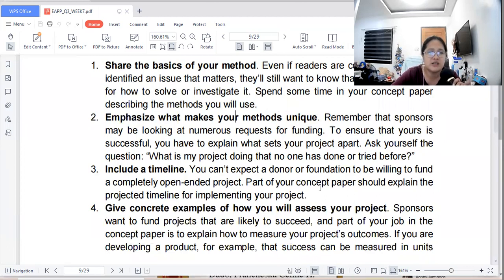You can't expect a donor or foundation to be willing to fund a completely open-ended project. So, kailangan specific. Kailan ba? Kung hindi nakalagay kung kailan yung implementation, paano nila malalaman na magagamit talaga yung money? And when are they going to know that there would really be an output? Okay? What if hindi ka nga naglagay ng timeline? Ngayon pala gagawin pa lang 2030, 'di ba? That couldn't be. So you have to indicate when, okay?